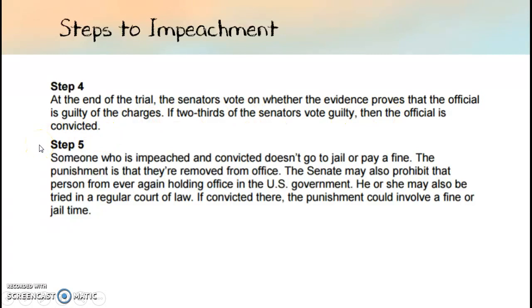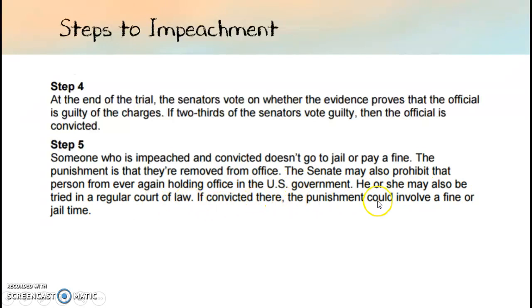And the last step is someone who is impeached and convicted doesn't go to jail or pay a fine. The punishment is they are removed from their job or their office. The Senate may also prohibit that person from ever again holding office in the U.S. government. He or she may also be tried in a regular court of law.